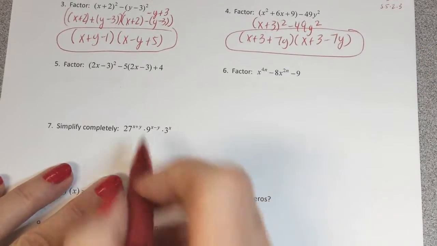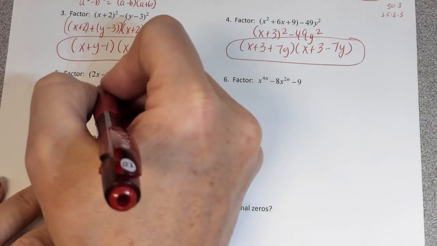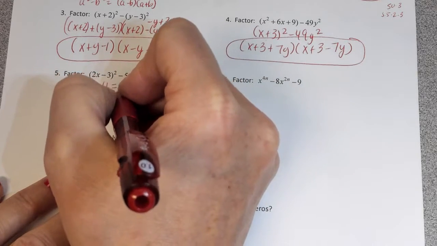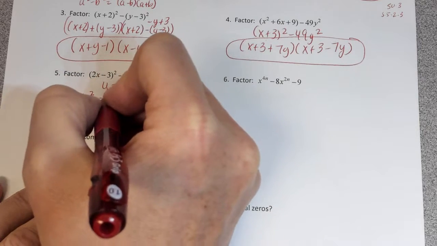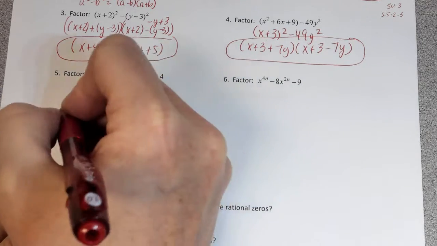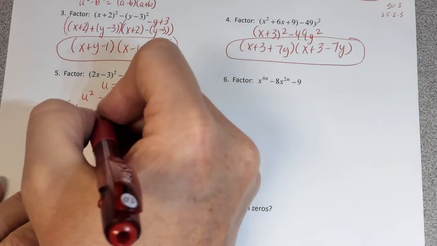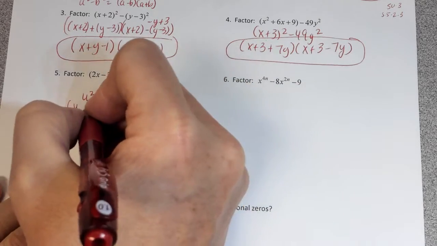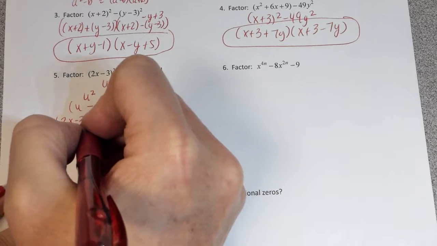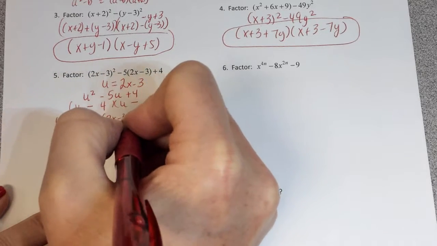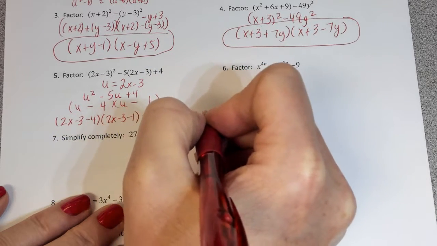It's not so bad. For this type, we want to think of a u substitution. It makes it a little easier. I'm going to think of u or y or whatever variable you want equals 2x minus 3. So now my problem is u squared minus 5u plus 4. So factoring this, I would need numbers that multiply to be 4 and add to be 5. That's going to be 4 and 1, minus and minus. And so now I'm going to have 2x minus 3 minus 4, 2x minus 3 minus 1. And so that's 2x minus 7, 2x minus 4.